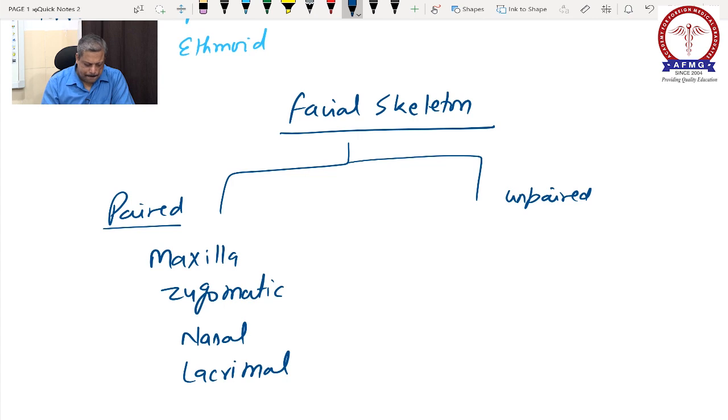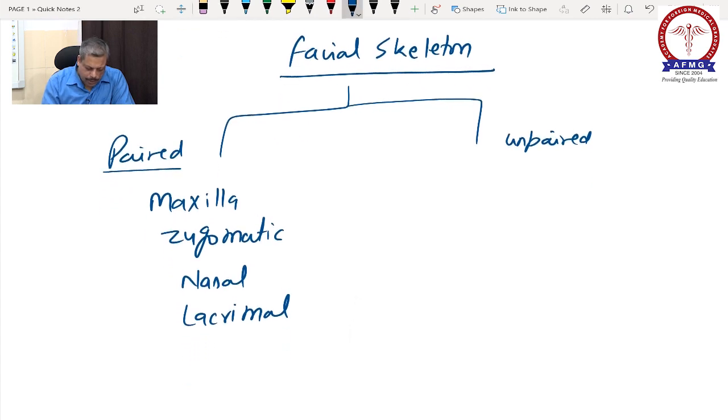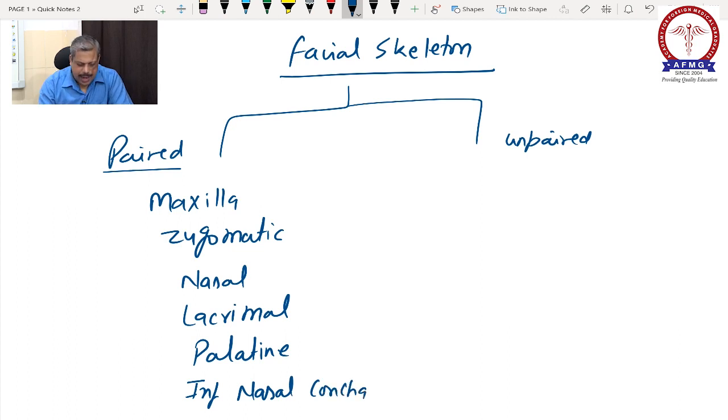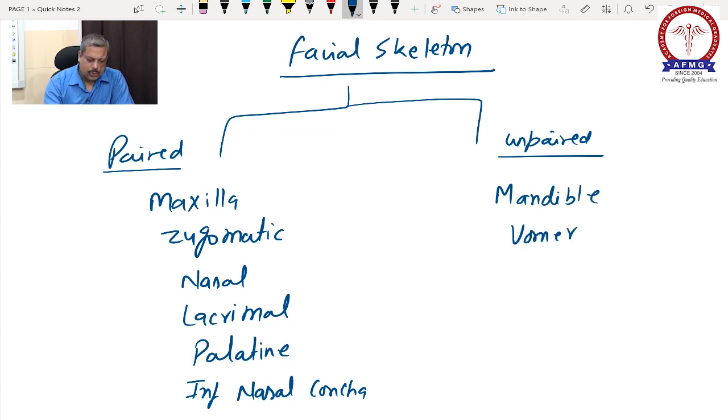lacrimal bone, palatine bone, and inferior nasal concha. Clear? And the unpaired bone, this is the mandible and vomer. These are the 2 unpaired bones. So these are the 6 bones and these are 2 bones. Total these are 14 bones.